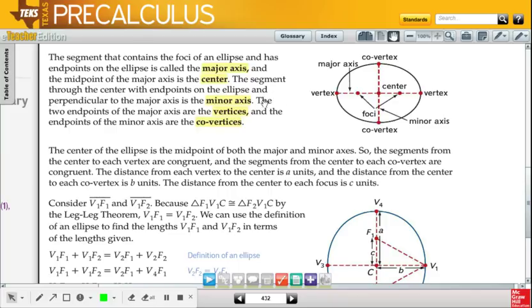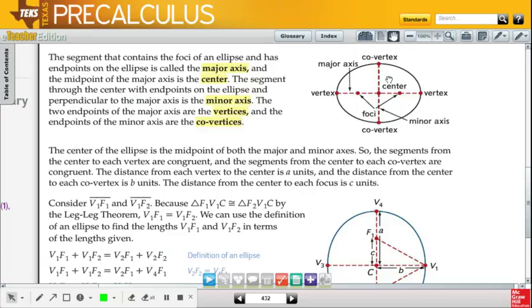Now, the next part: the two endpoints of the major axis are called vertices. That's plural for vertex. And the endpoints of the minor axis are the co-vertices. The reason in this section we're going to be using center for ellipse and circle is because the word vertex is already being used for the endpoints of the major axis and the minor axis. So over here, for the major axis, the endpoints are the vertices.